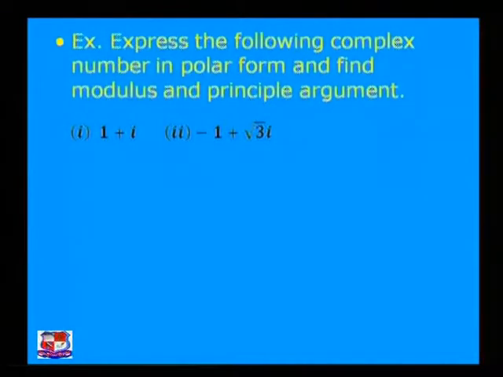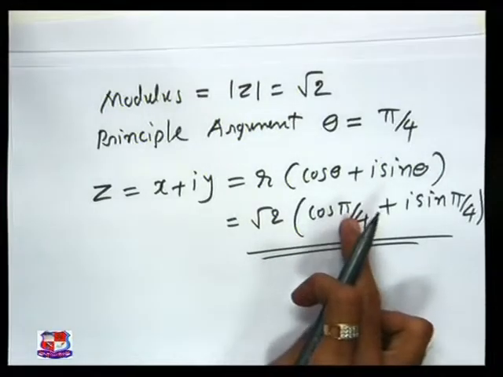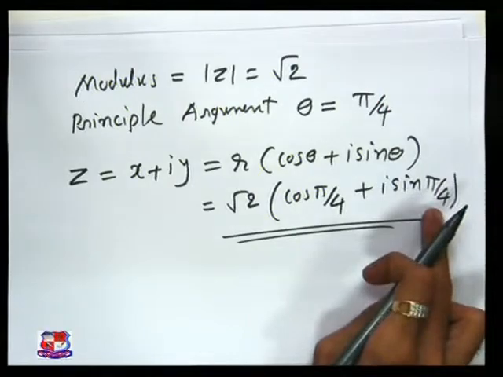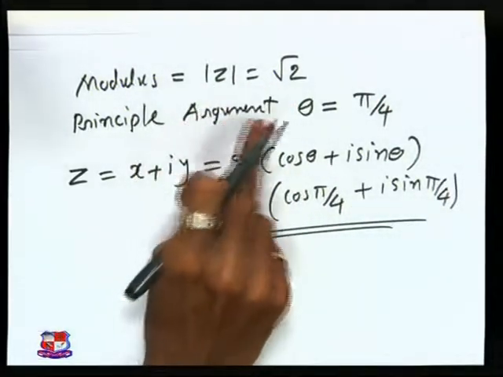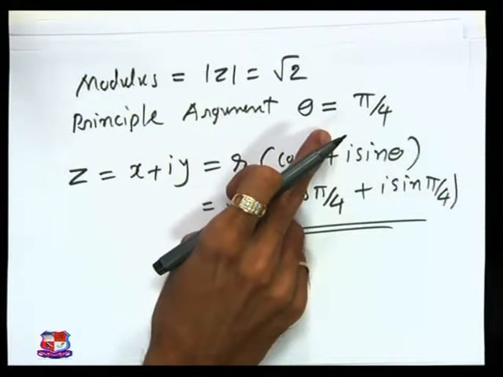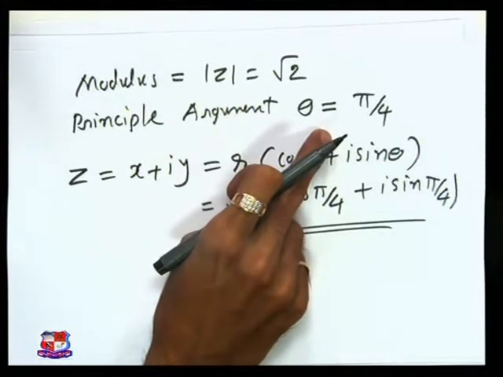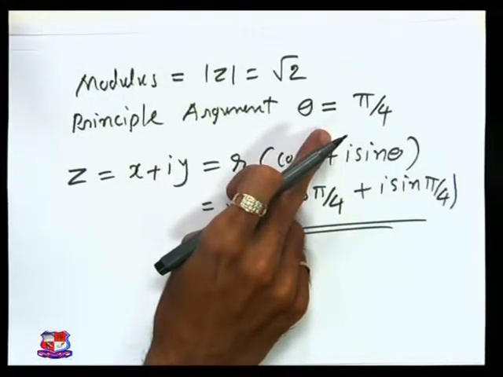The polar format of the complex number 1 plus i is equal to root 2 cos pi by 4 plus i sin pi by 4, where modulus mod of z is equal to root 2 and principal argument theta is equal to pi by 4. So in this way we can find the modulus and principal argument of the given complex number. Okay, so let us move to one more example.